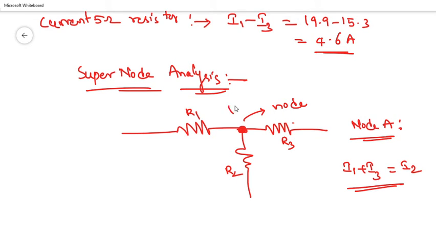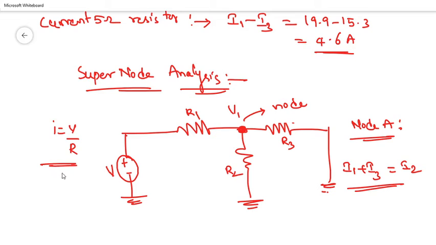Let us take this as V1, and this is connected to ground, and this is also connected to ground. Then how to write this equation? Let us take a voltage source here. We are not mentioning any current values here. Directly we are going to write in terms of voltage. So what is the current value? That is I equals V by R. So in terms of V by R, we are going to apply the nodal analysis.